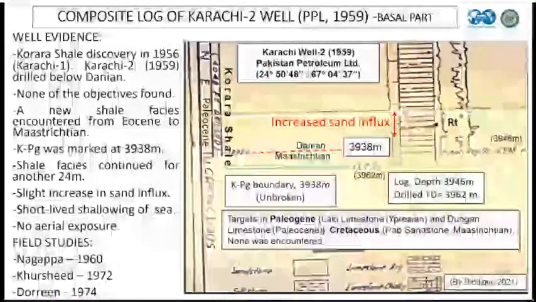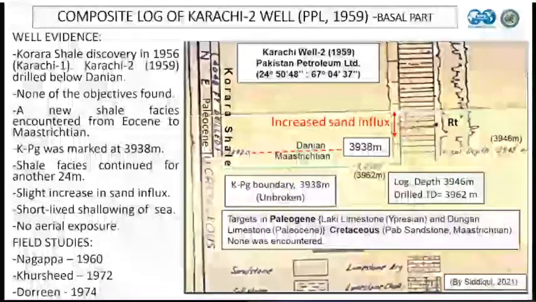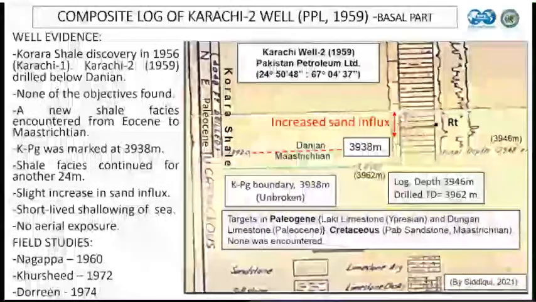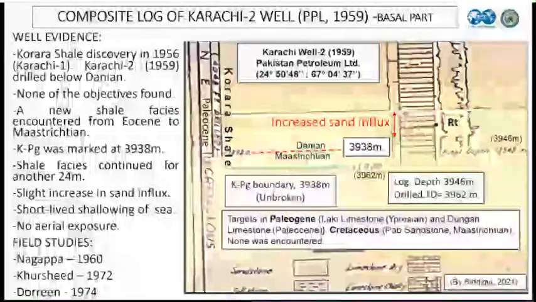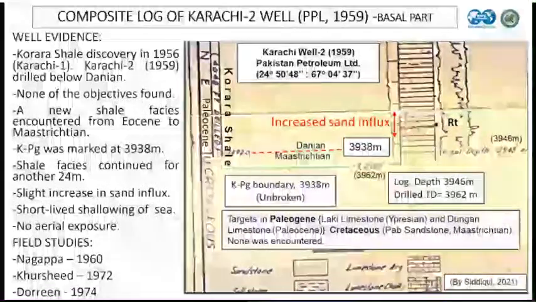A thin sand influx was observed in the basal Danian shale, which affected the resistivity logs as well. There seems to be a short-lived shallowing of the sea as the Cenozoic began, but without any aerial exposure.